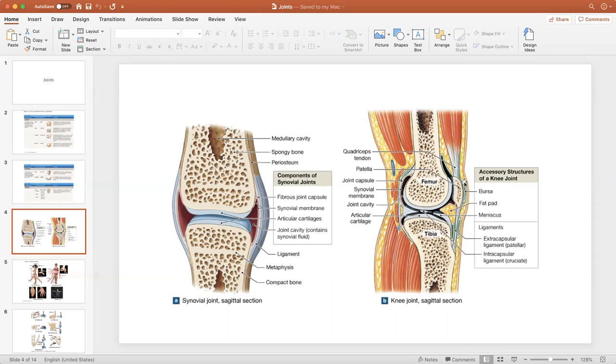And then we also have parts of the joints. We have bursas. These are little pads that help reduce friction. Okay, so a lot of times you'll find them under tendons or where there's a lot of friction. It'll build up a bursa to help decrease that friction.